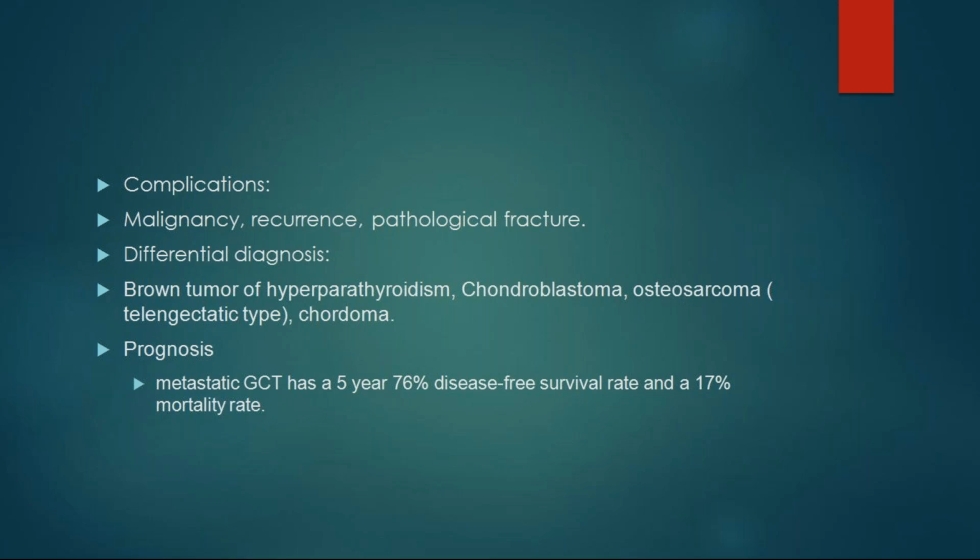And coming to the next, complications. The complications are malignancy, recurrence, and pathological fracture. Another important thing is differential diagnosis. These are GCT-like tumors, which are brown tumor of hyperparathyroidism, chondroblastoma, osteosarcoma, especially the telangiectatic type, and chondroma.